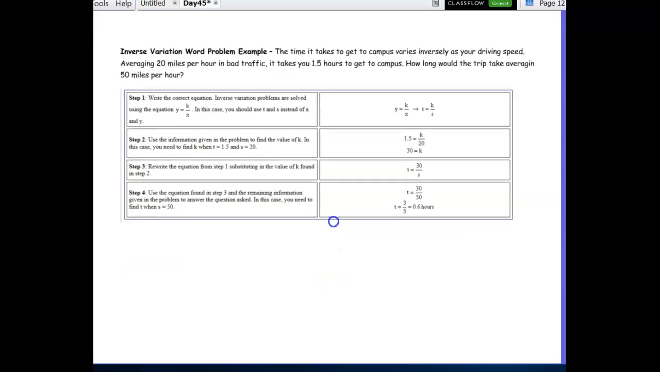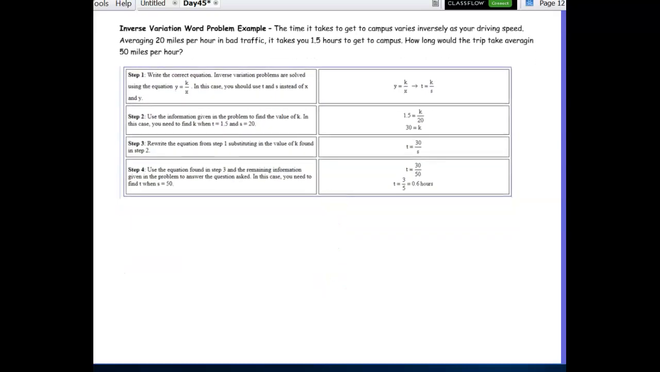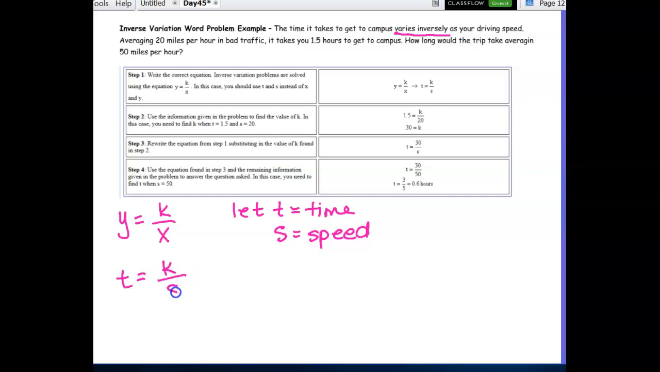Now we have an example of an inverse variation word problem. The time it takes to get to campus varies inversely as your driving speed. Right here I would think y equals k divided by x. There's our inverse variation. For the time it takes, I'm going to let t be equal to my time. It varies inversely as your driving speed, so there's my speed. My output is my time, and it varies inversely with the speed.